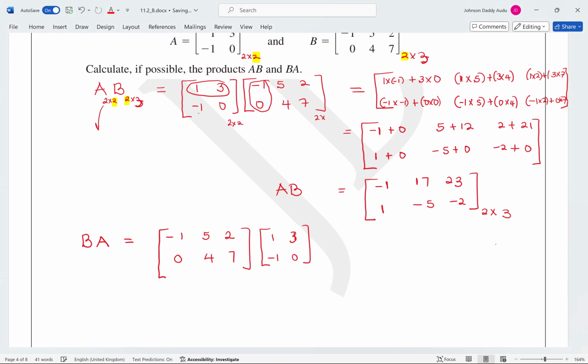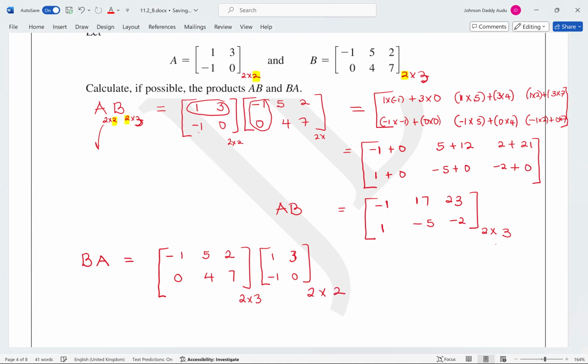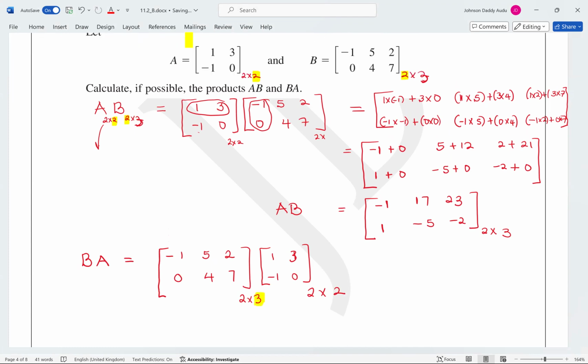Now, don't just start directly. First of all, you need to check. Does this make sense? Don't forget that this is matrix B, and it's 2 by 3. Then you want to multiply it with another matrix, which is 2 by 2. So you will have that the column here is 3, but the row here is 2. So it means that what?